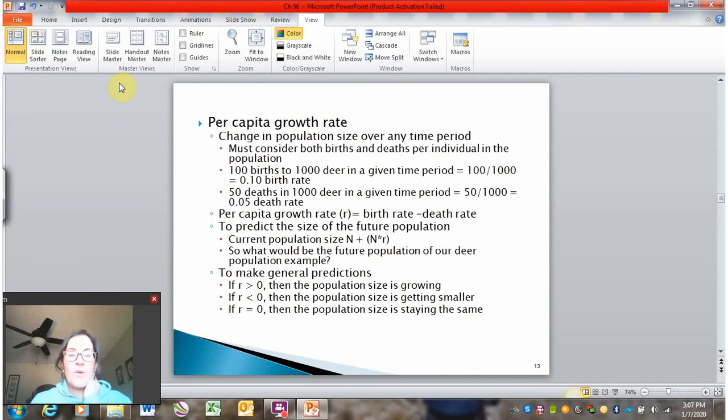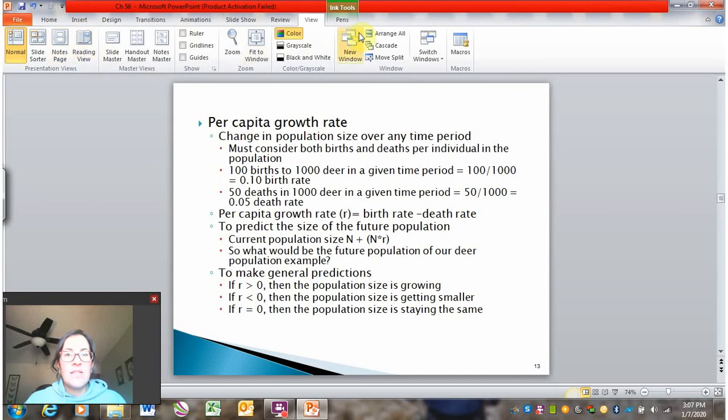So a per capita growth rate lets us look at the change in population size over any time period. It doesn't track the age classes. It doesn't track who had the babies. It really just looks at how many births were in a population over a certain time period and how many deaths there were. And that time period could be a year, it could be 2 years, it could be 10 years. It can be really any time period that's relevant to the organism or the research question.